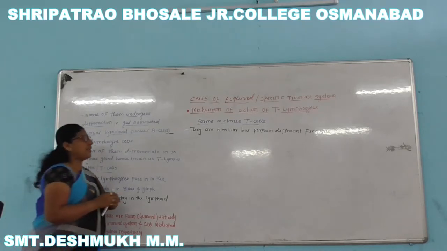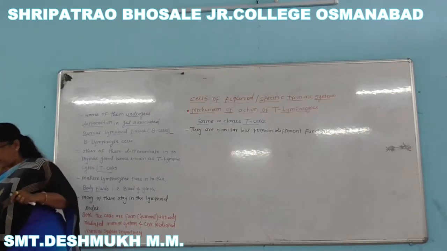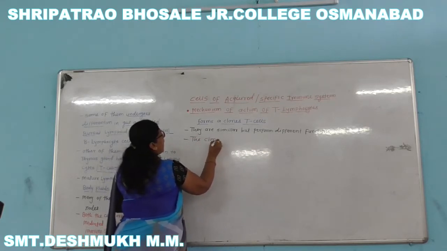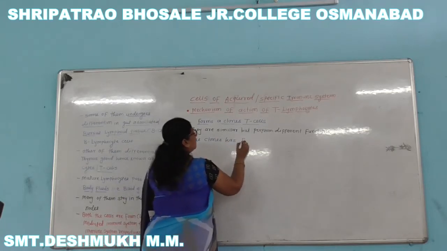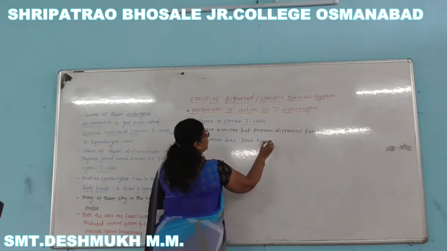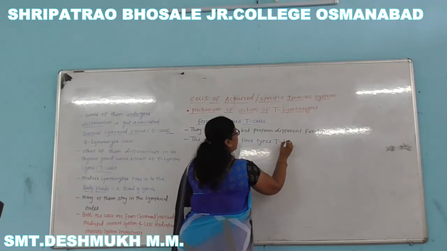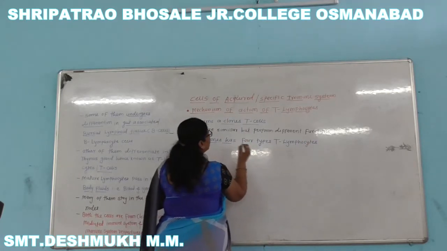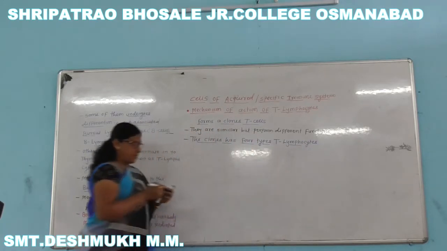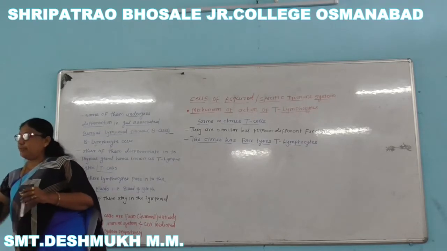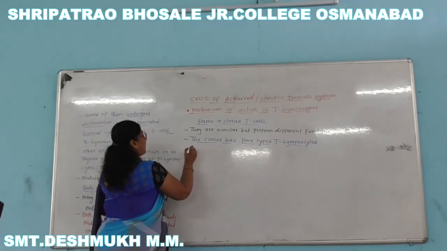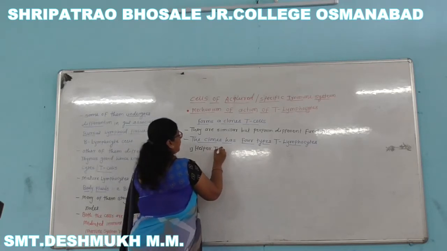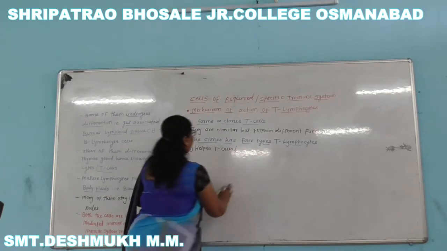The clone has 4 types of T lymphocytes. The first is the helper T cells.